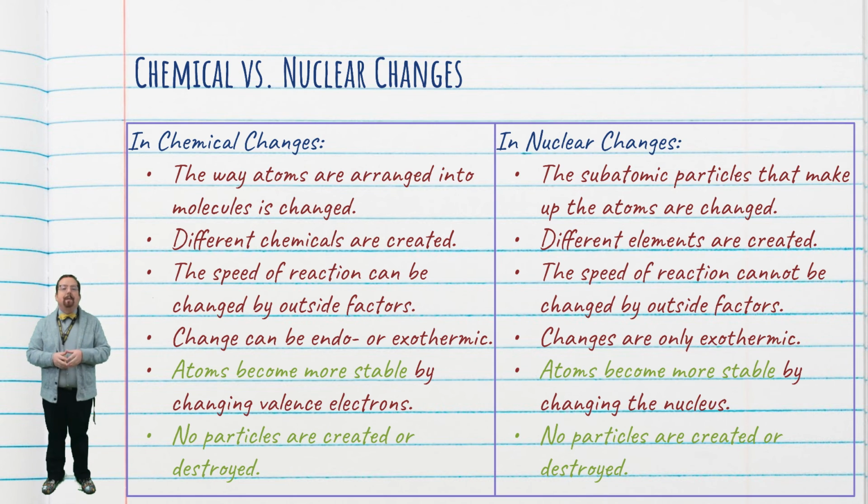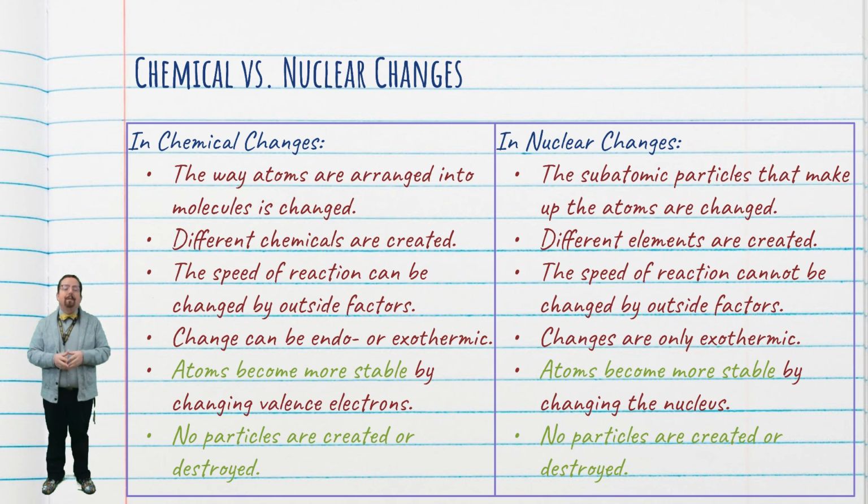In chemical changes, we can speed them up or slow them down with outside factors like concentration of particles, temperature, catalysts, etc. Nuclear changes occur with their own speed, without any influence from outside factors. Chemical changes could absorb or release energy, making them endo- or exothermic. Nuclear changes only ever release energy, making them only ever exothermic. In both reactions, atoms do become more stable.